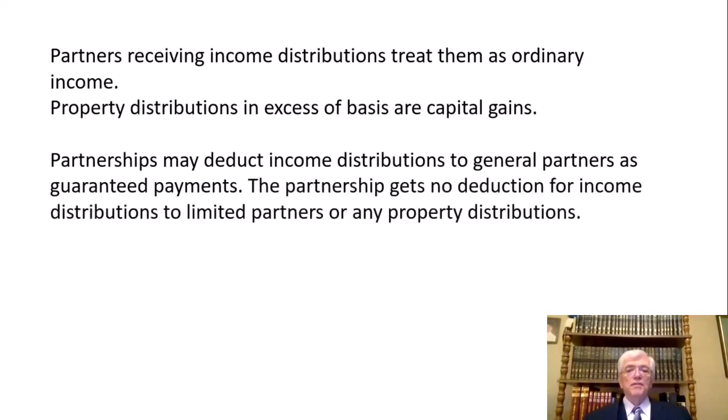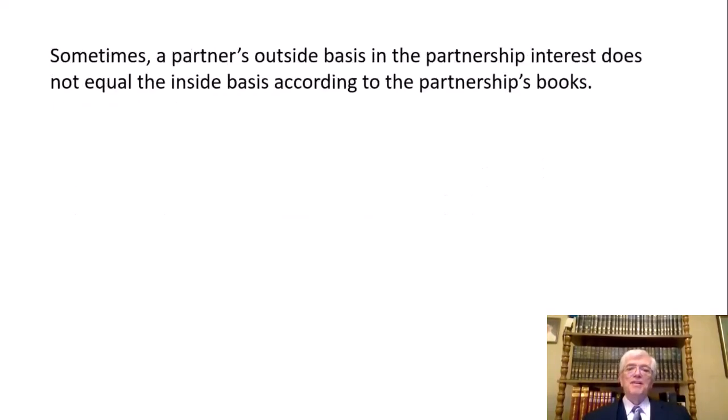Partnership gets no deduction for income distributions to limited partners or to any property distributions. So while the partners might prefer property distributions, the partnership and the remaining partners would certainly prefer income distributions because of that deduction. Sometimes the partner's outside basis in the partnership does not equal the inside basis according to the partnership's books. Remember, we said we were going to talk about what happens when outside basis and inside basis diverge.